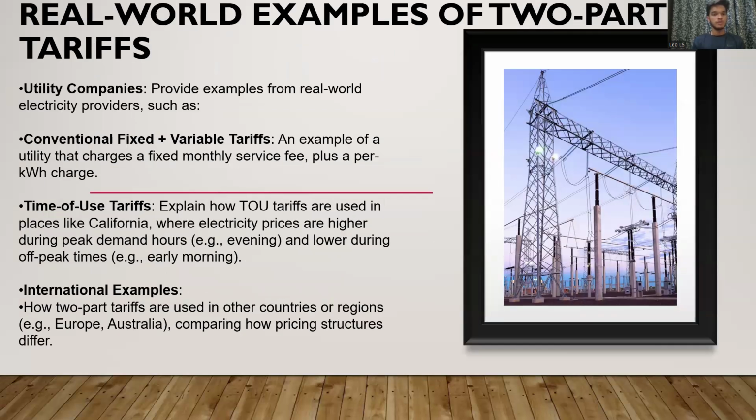Real-world examples of two-part tariffs. Utility companies provide examples from real-world electricity providers such as conventional fixed plus variable tariffs. An example of a utility that charges a fixed monthly service fee plus a per kilowatt hour charge. Time of use tariffs. Explain how TOU tariffs are used in places like California, where electricity prices are higher during peak demand hours, example evening, and lower during off-peak times, example early morning. International example: how two-part tariffs are used in other countries or regions, example Europe, Australia, comparing how pricing structures differ.